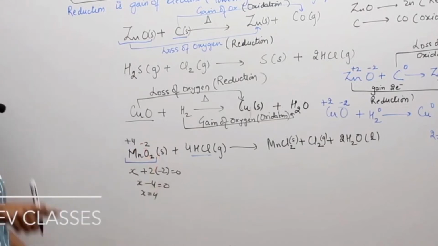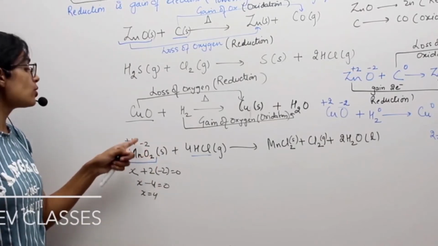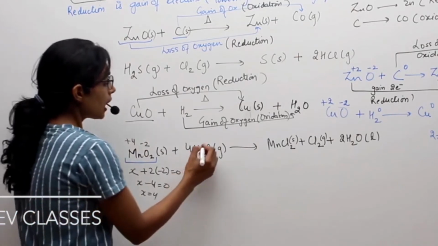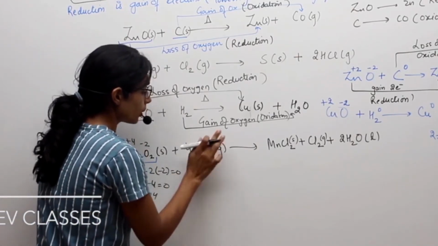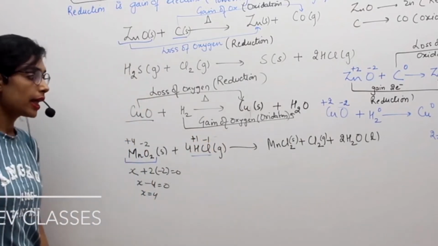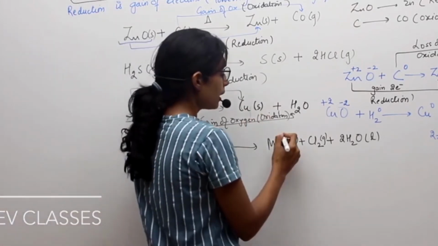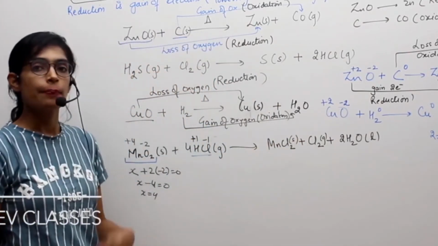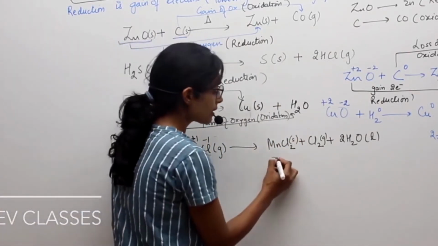So now we know that manganese has +4 charge and oxygen has -2. Each oxygen has -2 charge, so we'll be talking about a single oxygen only. Chlorine is -1, hydrogen should be +1. Correct. Now come to the product side. There is chlorine. So let's figure out what the manganese oxidation state is over here. X, assume.